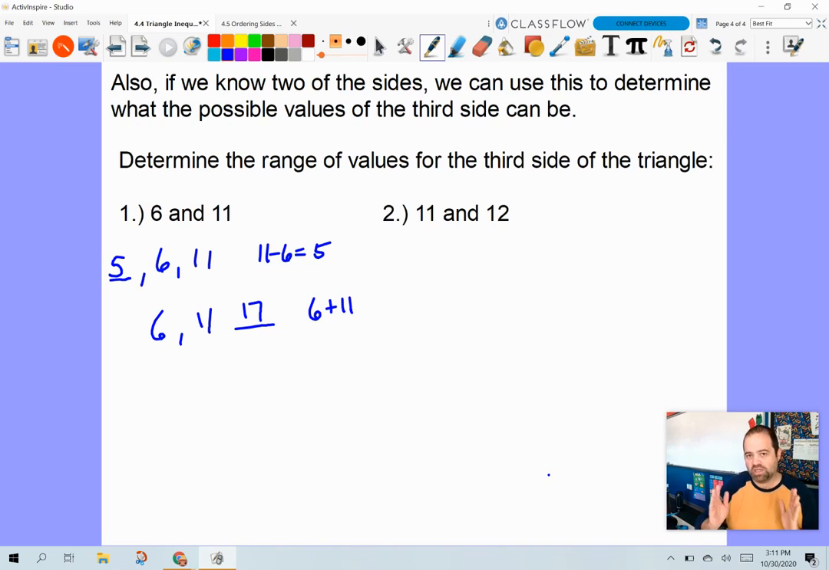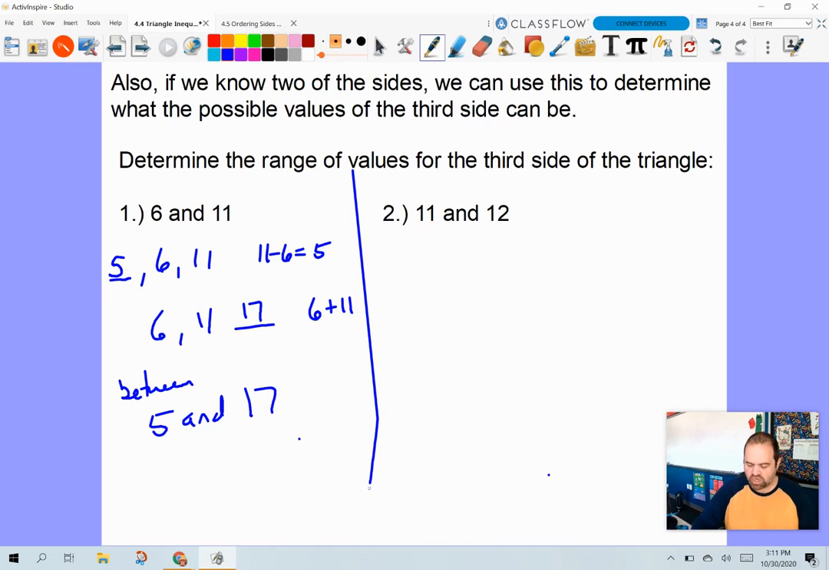So our range, our set of values, can be between 5 and 17. Long story short, you can subtract the two numbers I gave you to get the small value, and you can add the two numbers I gave you to get the big value. So over here on this one, to get the range, I'm going to subtract these and say 1 on the low end, and then add them, and it's 23 on the big end. And again, 1 doesn't work and 23 doesn't work, but everything between 1 and 23 does work.